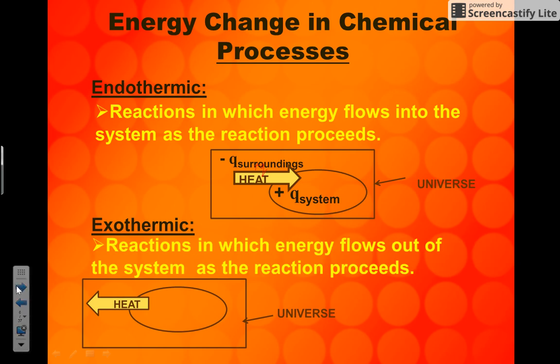Exothermic reactions are reactions in which the energy flows out of the system. So here's your heat, the Q, flowing out of the system. So in this case, the Q of the system, the heat of the system, is negative because the energy is flowing out, and the Q of the surroundings is positive because the surroundings gained the heat.